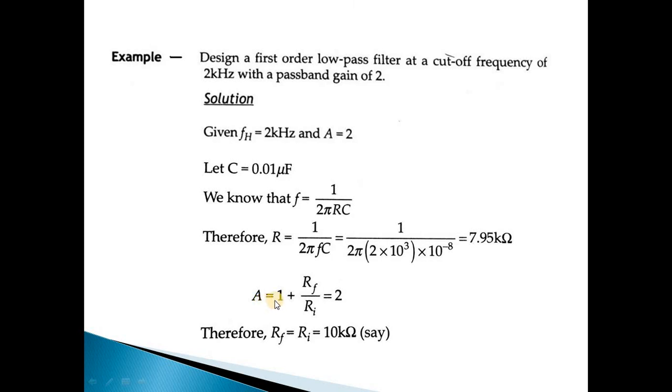AF is equal to 1 plus Rf divided by Ri, that is equal to 2. It is given, therefore Rf is equal to Ri is equal to 10 kilo ohm. This is an assumed value. Thank you.